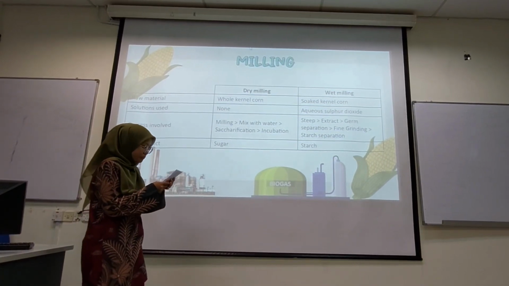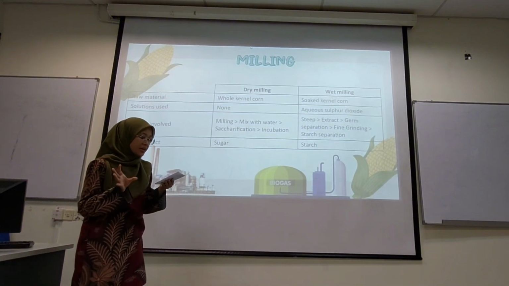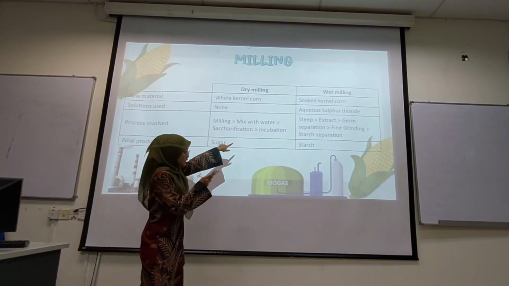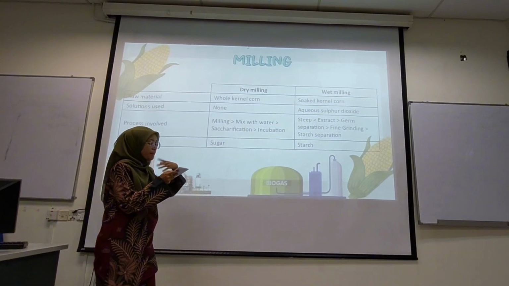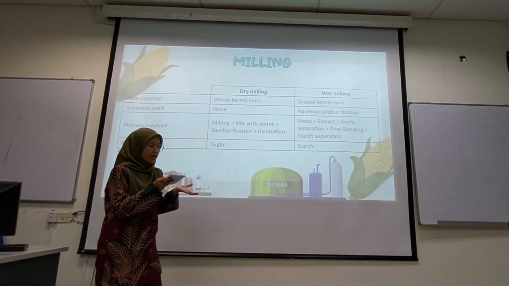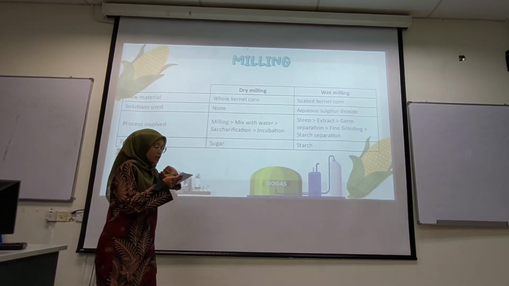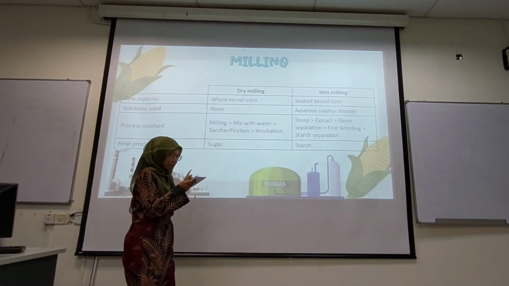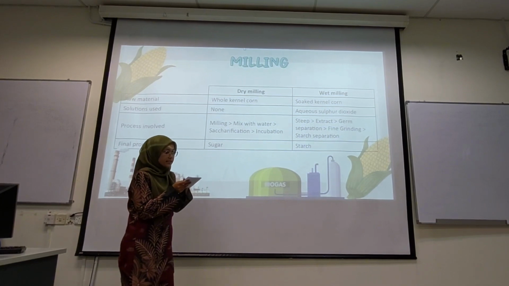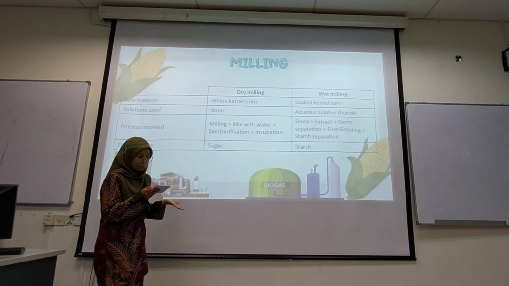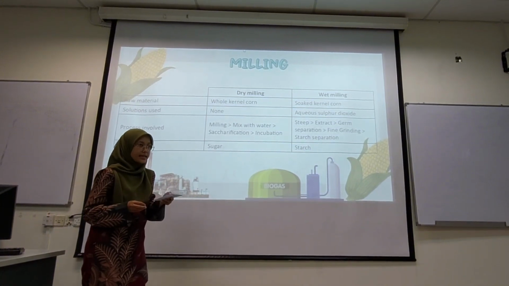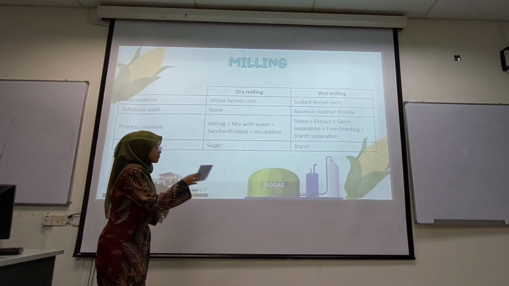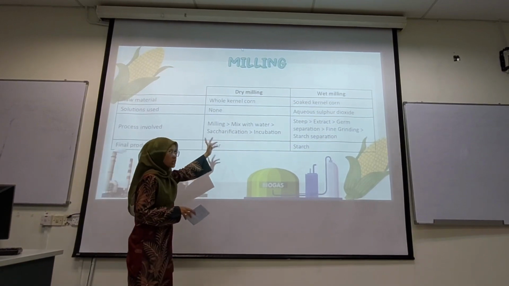For the milling, the corn will be crushed and blended into flour form, and then we will mix it with water to form a mash. Then for the saccharification, we will add a thermophilic enzyme such as amylase to the mash from this process, and then we cook it at a higher temperature. For that process, we call it the saccharification process.